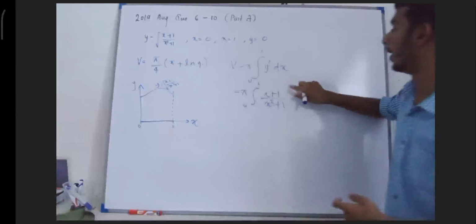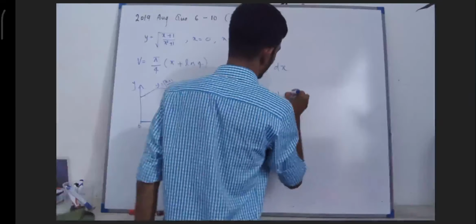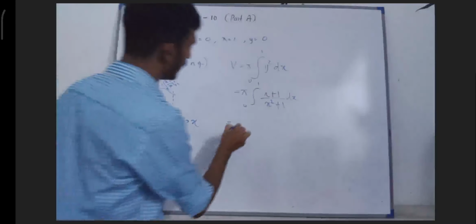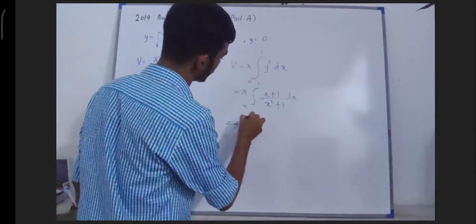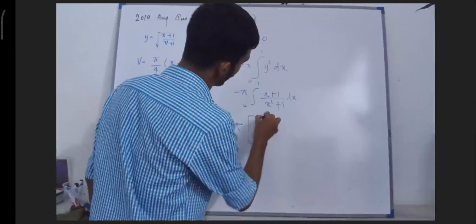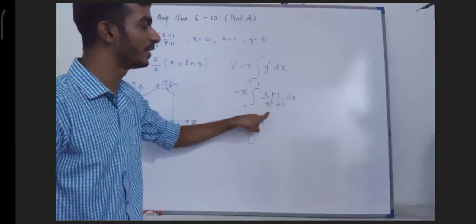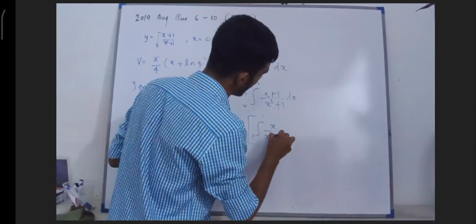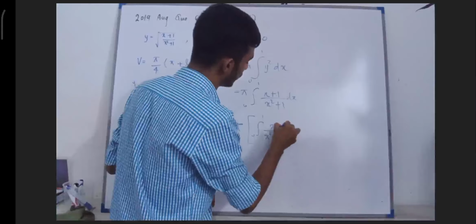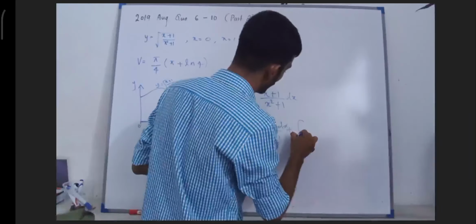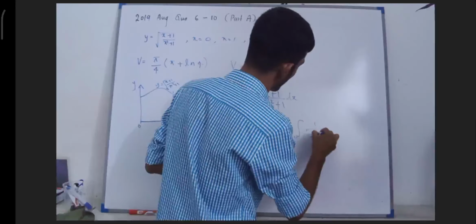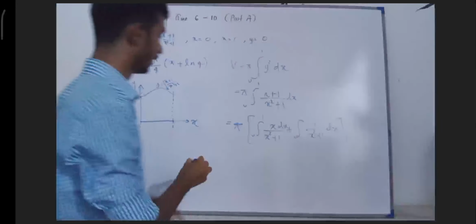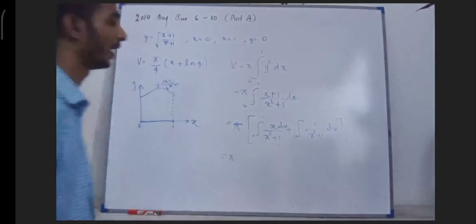Now you have to simplify this dx. I can write this as pi into the integral from naught to 1. I'm going to split this fraction: x over (x squared plus 1) dx, plus the integral from naught to 1 of 1 over (x squared plus 1) dx. Now pi is there.